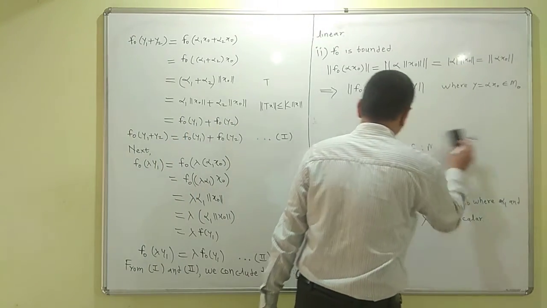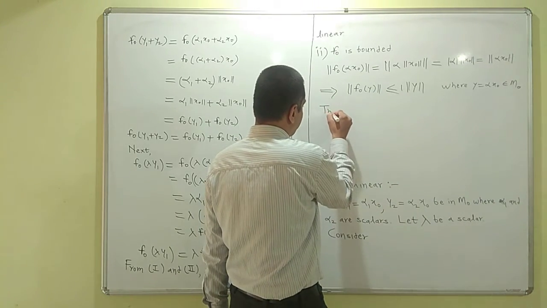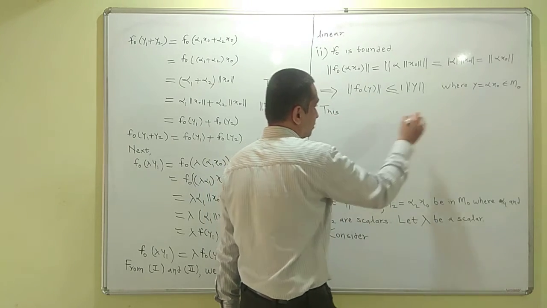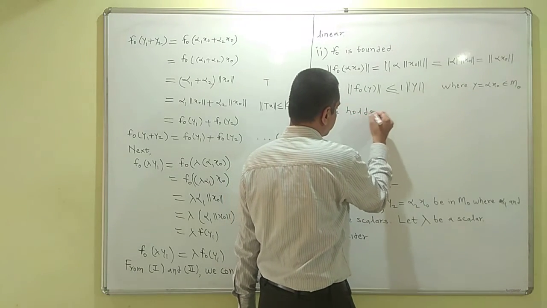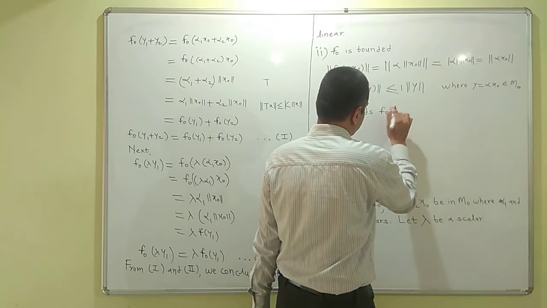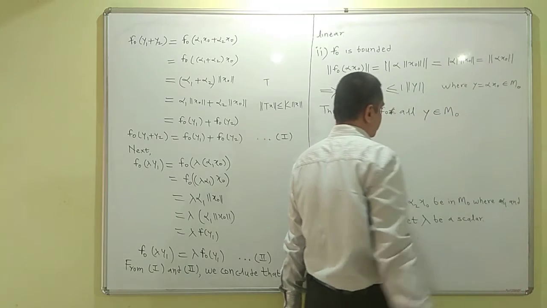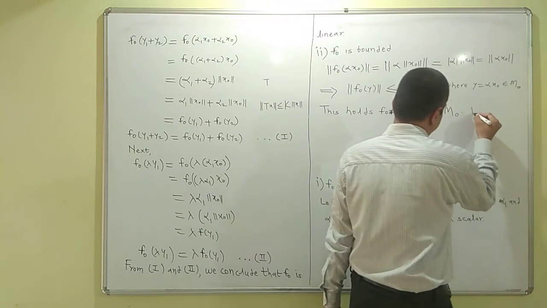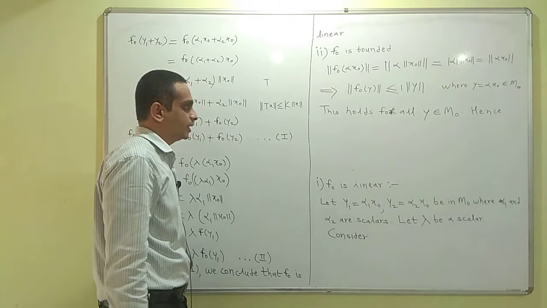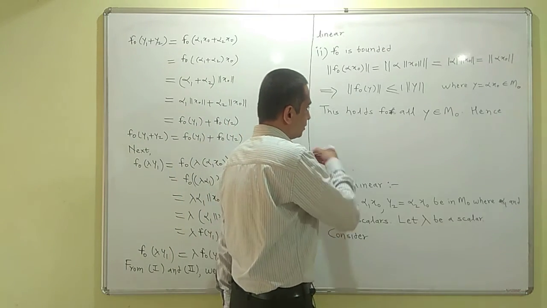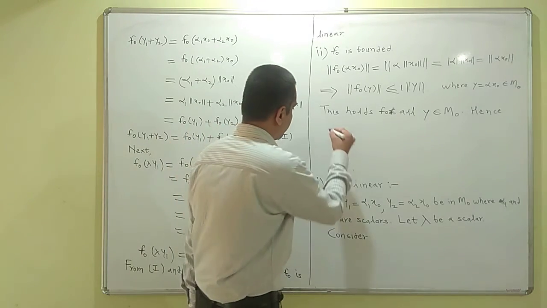So this holds for all y. Y equals alpha x0 is an arbitrary element of M0. This holds for all y belonging to M0. Hence f0 is bounded as required.